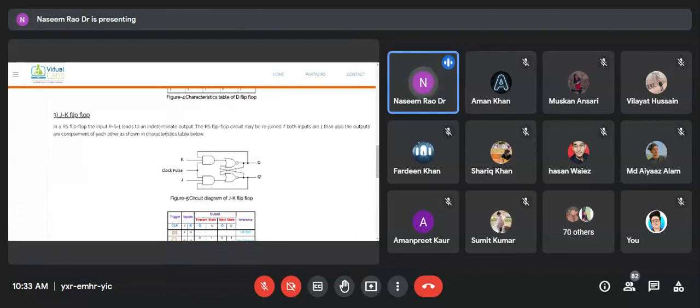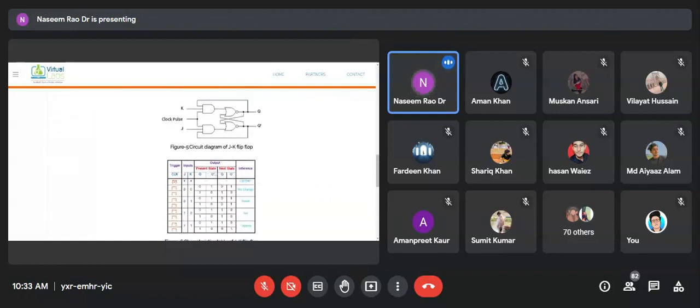So this is the circuit diagram of the JK flip-flop, and you can see here this is the clock pulse in the center of this, and K and J, and the output is here Q and Q bar, and this is the trigger input, output, pre-state, next state. So this is the truth table of this.